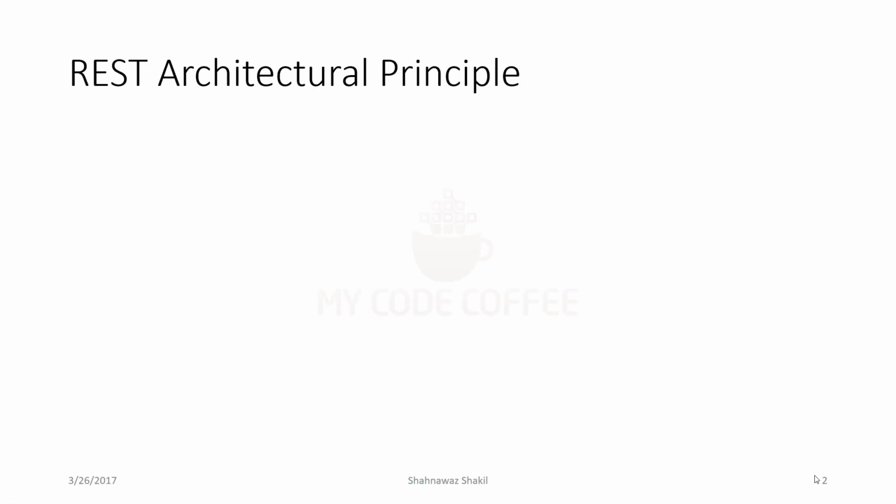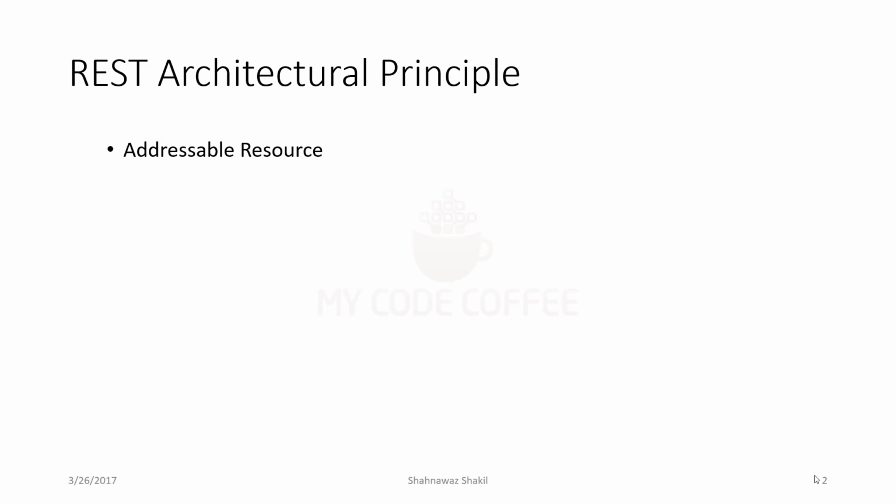In the previous chapter, we learned that REST is an architectural principle. In this chapter, we will learn what those architecture principles are. Mr. Roy, in his dissertation, has given an exhaustive list of these principles. Here we will discuss only those which are important. The first and most important is addressable resource.